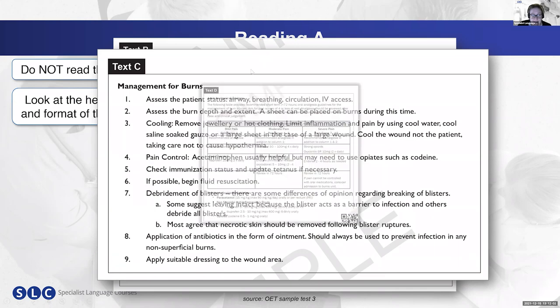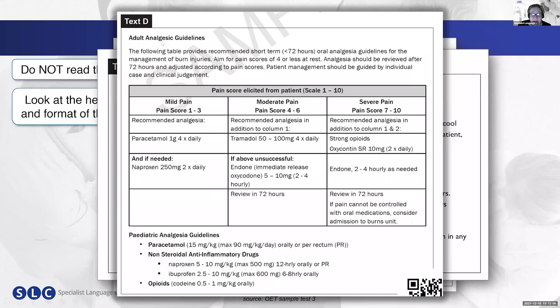And then we can see text D is the adult analgesic guidelines. So again, make a note in your head of any heading. So we've got adult analgesic guidelines, got some information here with some times, pain scores. Then we've got here pain score elicited from the patient. So what they assess their pain as. So we've got mild pain, moderate pain, severe pain, and then we've got the different recommended analgesia, et cetera, et cetera. And then you've got the paediatric ones here. Okay, so if you need to look for children, you'd go and have a look there. So we have a rough idea of what is on the paper.